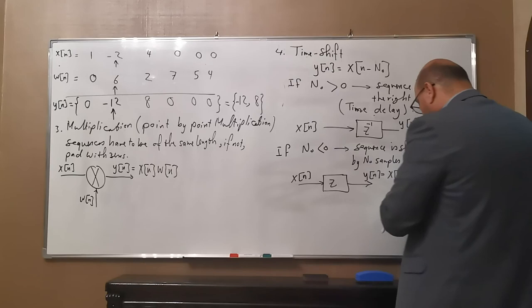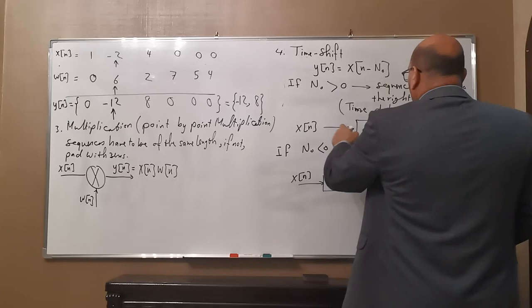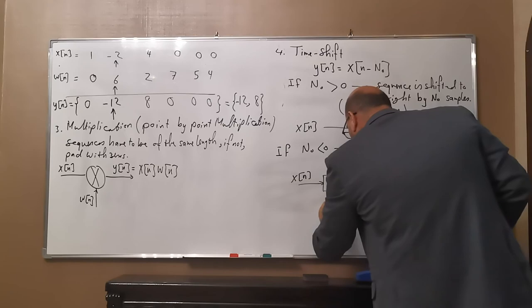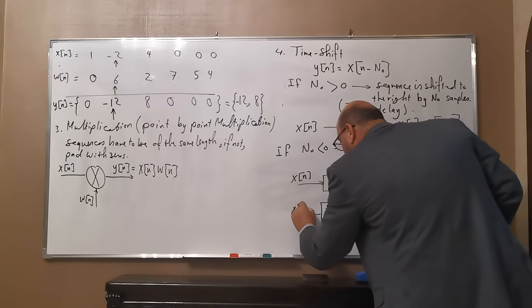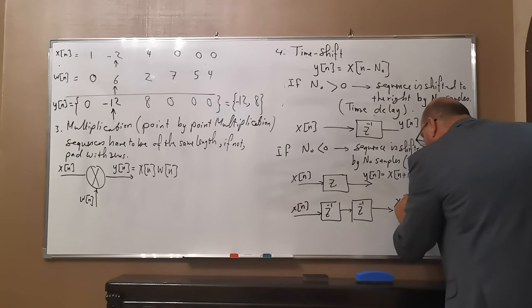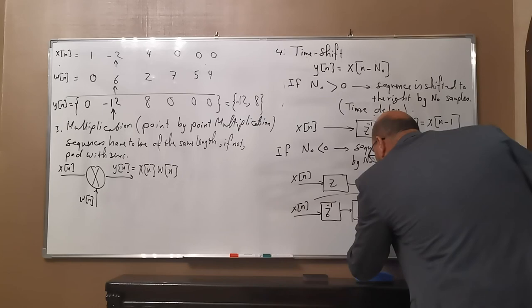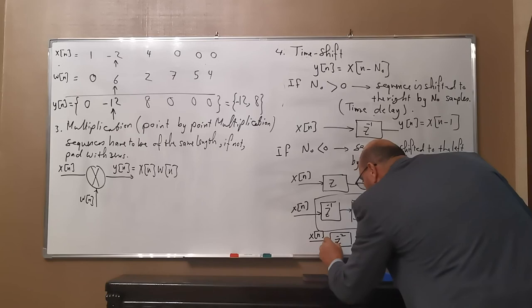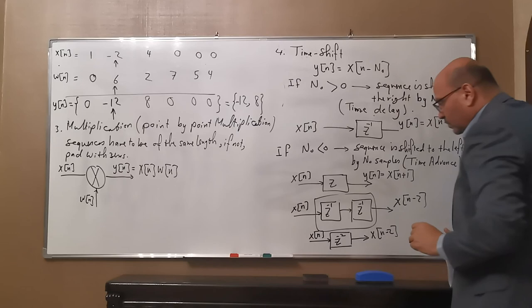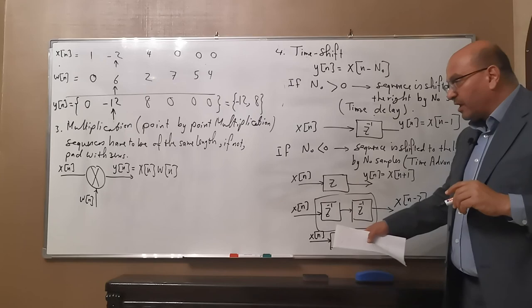So if I need to do more than x of n minus n zero, if I have a box of z inverse cascaded with another z inverse, so we have two of them, x of n input, the output will be x of n minus two. We can put this in one box together and say, okay, I'm gonna have it like this, z to the minus two, and you have here x of n, x of n minus two. So you can put one delay at a time, or you can put the two delays together. Okay.